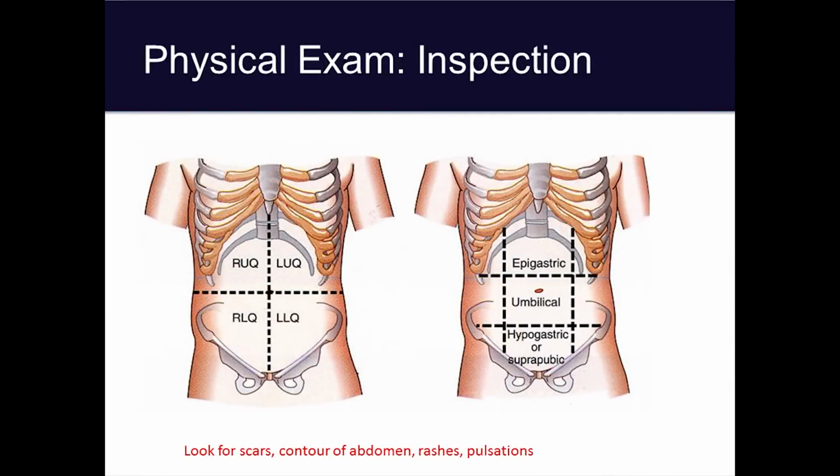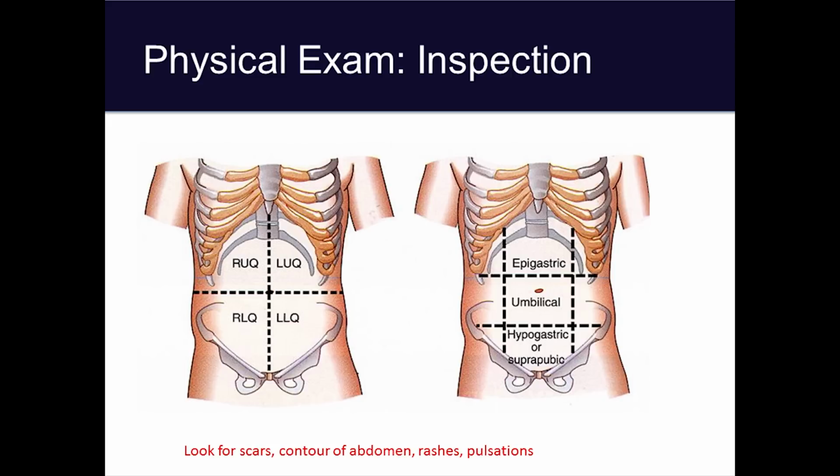The first part of the physical exam is inspection. You want to look at the abdomen for any scars that might indicate previous surgeries. You want to look at the contour of the abdomen. If you see a protuberant abdomen, possible causes could be a mass, there could be fluid in the abdomen, there could be a lot of air or gas in the bowels, or it could just be abdominal fat.